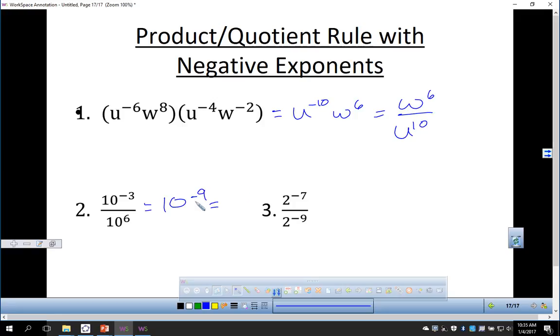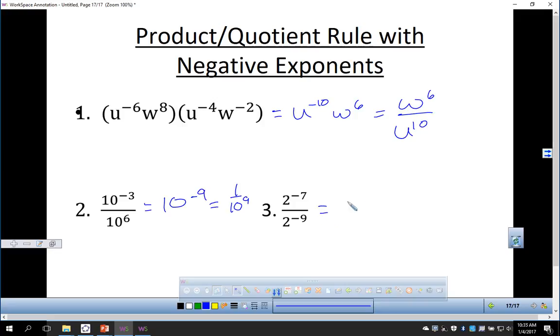How can I make this negative exponent positive? Negative 3 minus 6 makes negative 9. Now I'm going to bring it downstairs and make it positive. So 10 to the negative 3 over 10 to the positive 6 is equal to 1 over 10 to the positive 9 power.